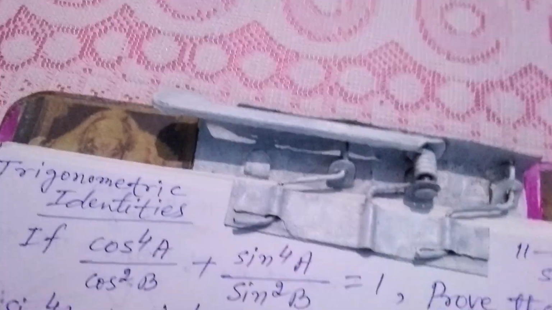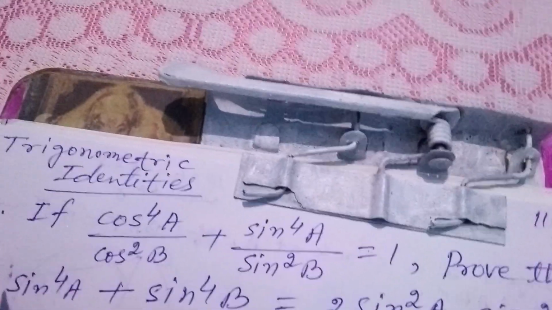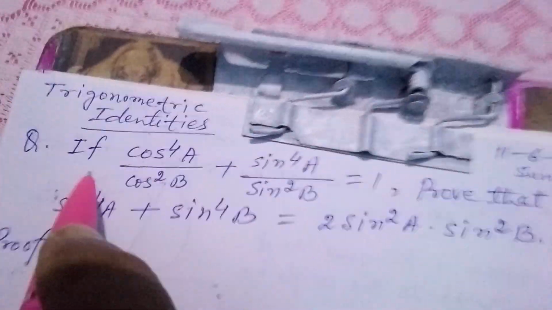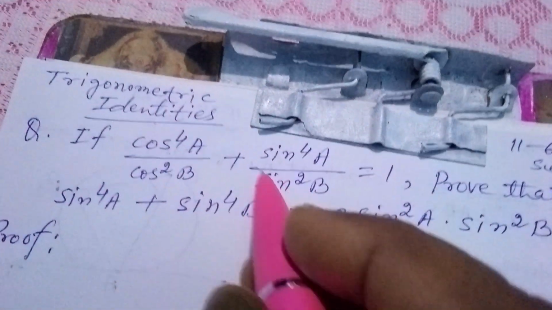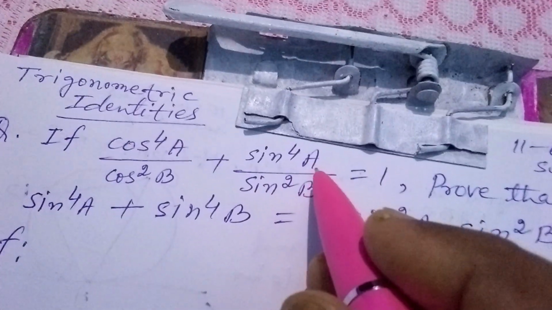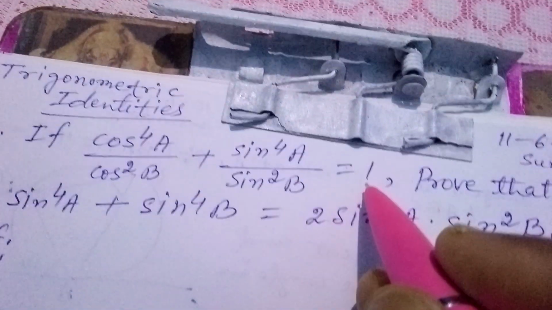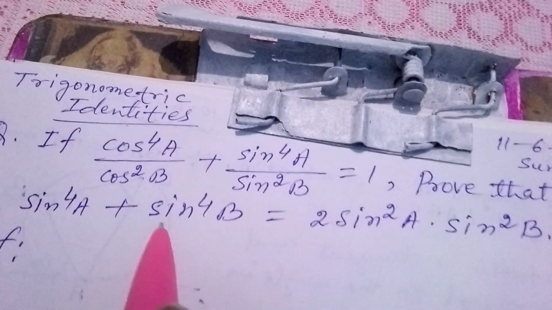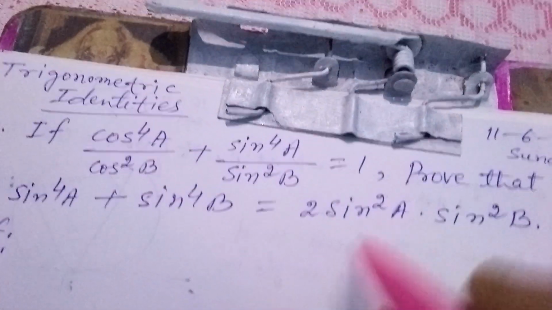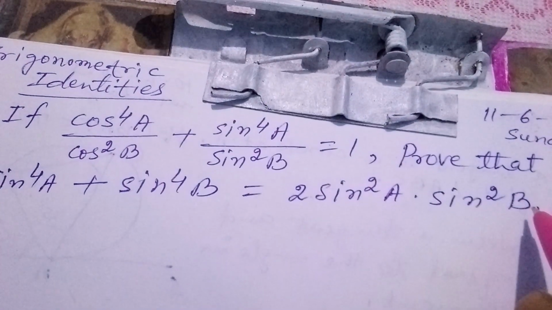Dear students, today I am going to explain one question from trigonometric identities. We have to prove it. The question is, if cos to the power 4a by cos square b plus sin to the power 4a by sin square b equals 1, prove that sin to the power 4a plus sin to the power 4b equals 2 sin square a into sin square b.